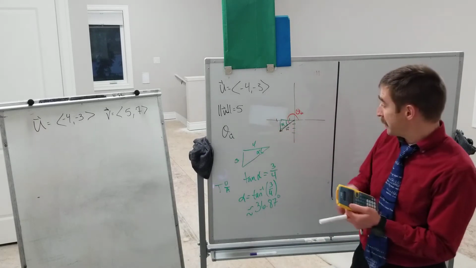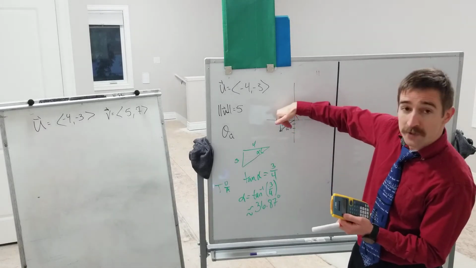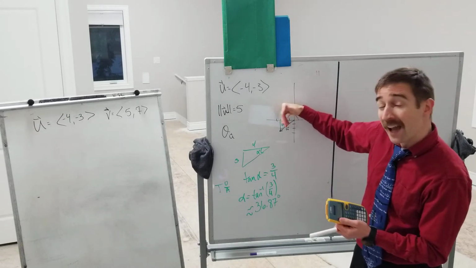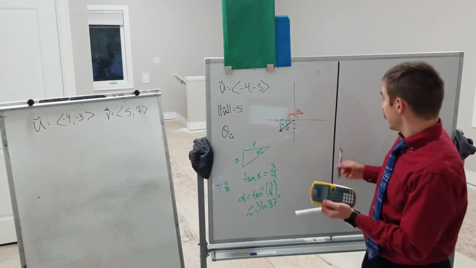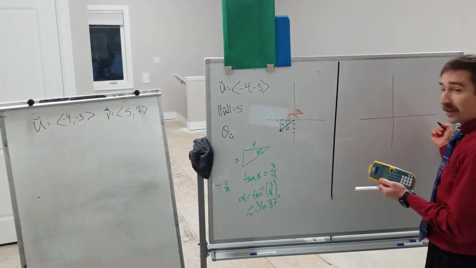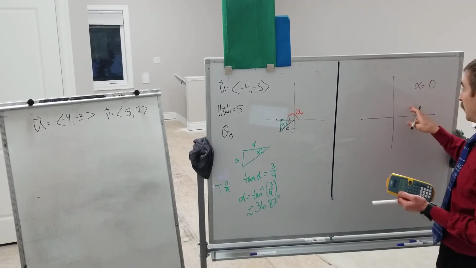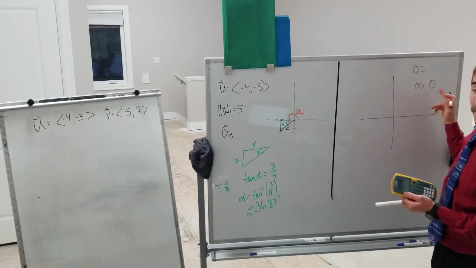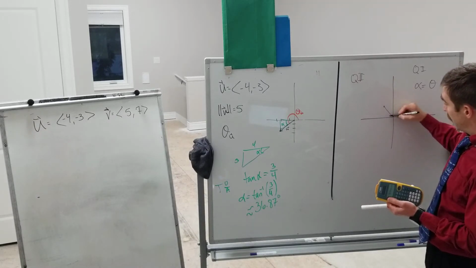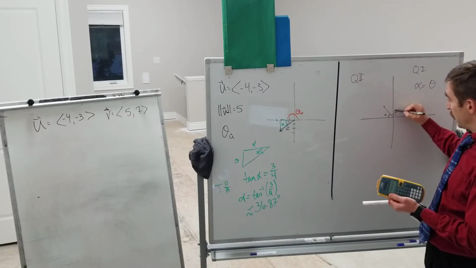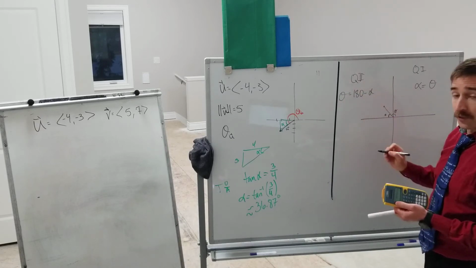Our direction angle is this big orange angle. So this big orange angle goes into quadrant 3, which means it's more than 180. How much more than 180? 36.87 more than 180. So for the direction angle, you find your reference angle, alpha. In quadrant 1, alpha and theta are the same. In quadrant 2, if you had an angle like this, this would be your alpha, this would be your theta. It's going to be 180 minus alpha equals your direction angle.